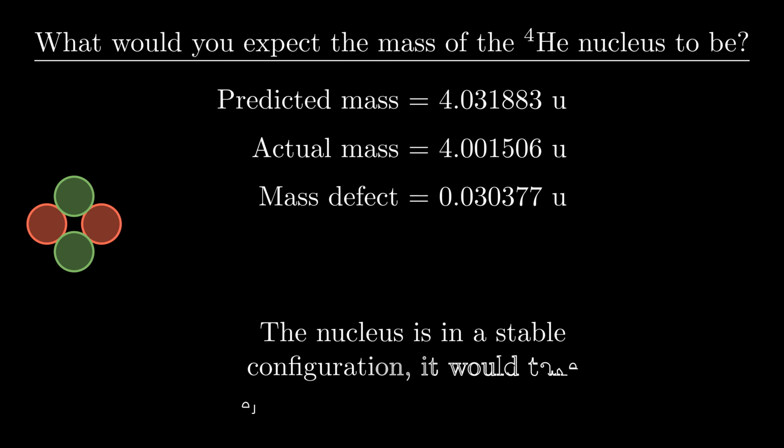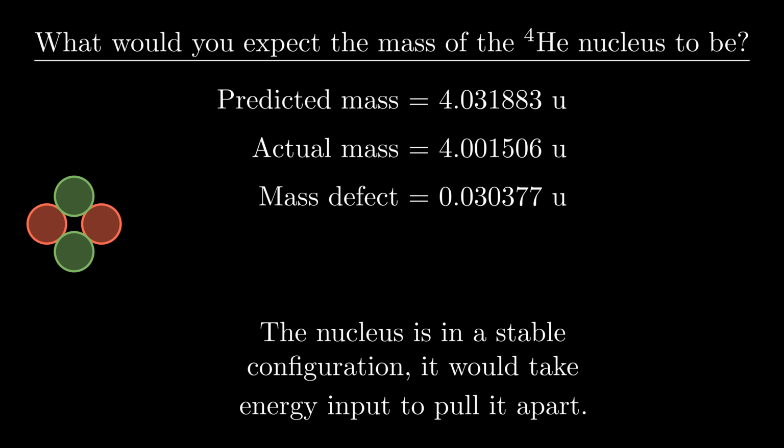This missing mass is a result of the fact that because the nucleus is in a stable configuration, it would take energy input from us to pull it apart into its constituent parts. The energy required to separate all of the nucleons in a nucleus from each other is its binding energy. Through conservation of energy, it's equally valid to say that it's the amount of energy which would be released when a nucleus is formed from a collection of separate nucleons.